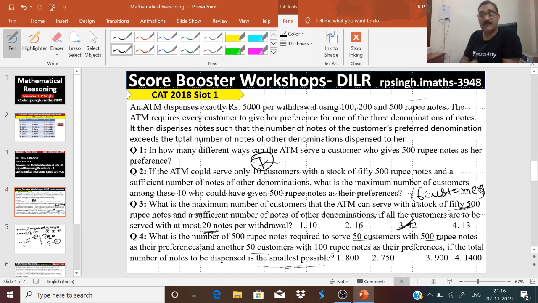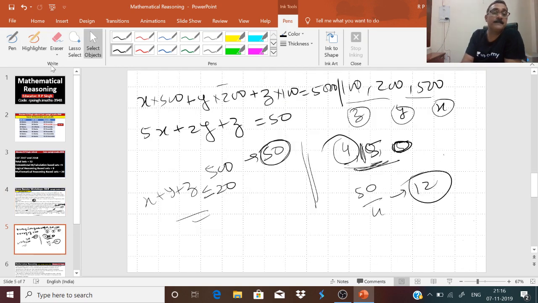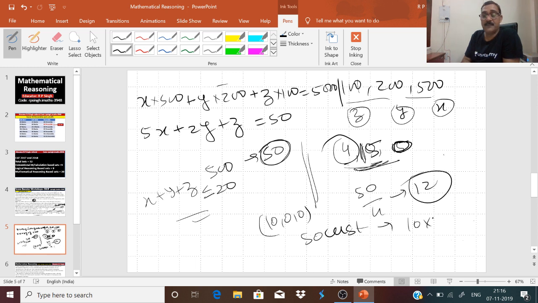So to keep the number of notes smallest, take 500 notes maximum for the customers who have 500 as preferred denomination, so 1000. So for 50 customers, how many notes do we require? 10 into 50, that is 500 notes.